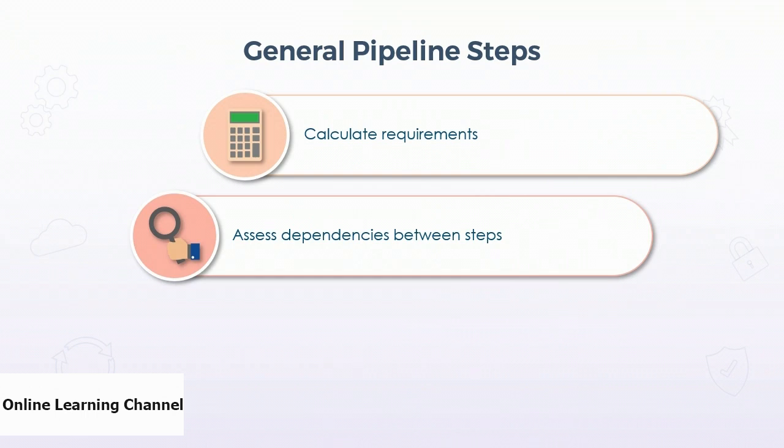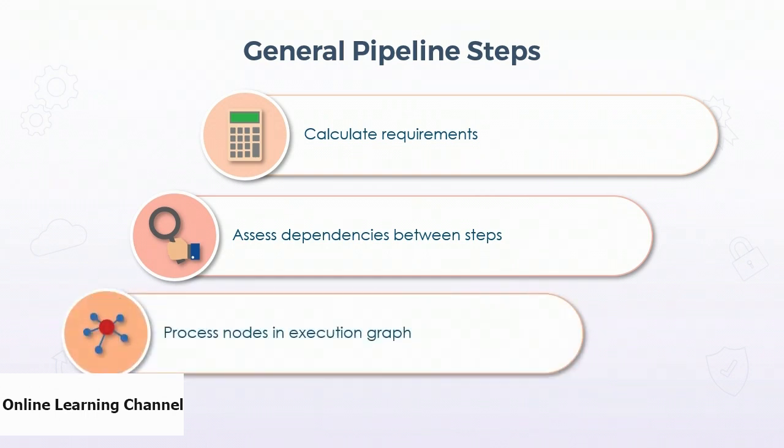And finally, everything is executed. Azure ML will process the various nodes in an execution graph, and all the steps will be run in the correct sequence in their associated environments. The output of the entire pipeline is then logged as a run in an experiment, and all the associated metrics are produced. In other words, magic happens.